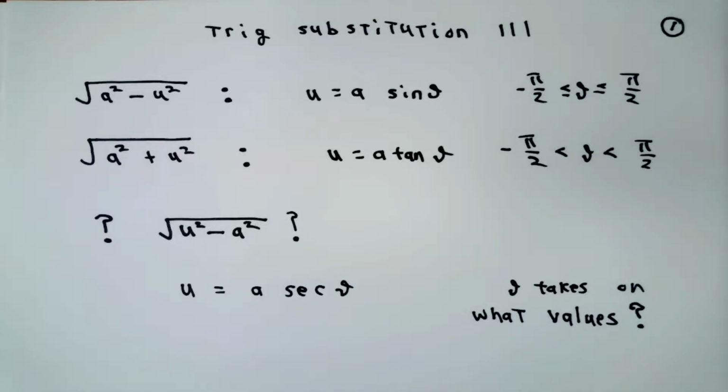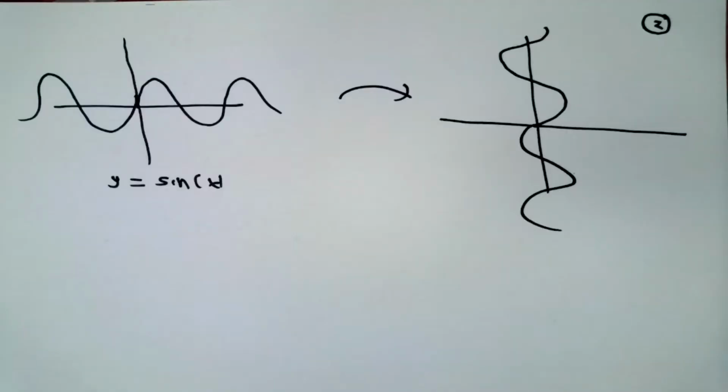The remaining variation on this theme will be integrals that involve the square root of u squared minus a squared. In view of our trig identities, it seems natural to try u equals a times secant of theta, but we need to specify the range of theta values, and it's not going to be as simple as it was for the first two. To see what the problem is, it's important to understand why we use the range that we do on the previous two substitutions.